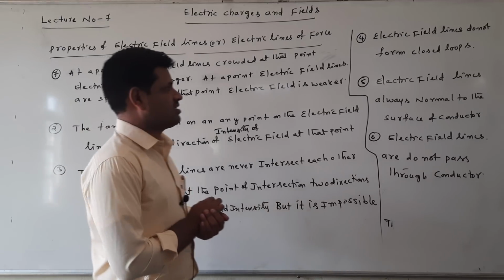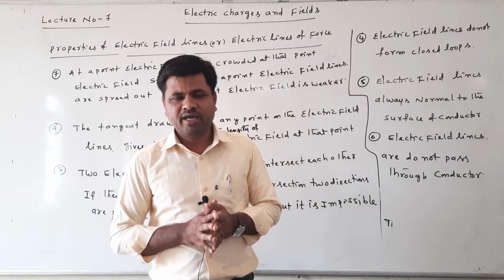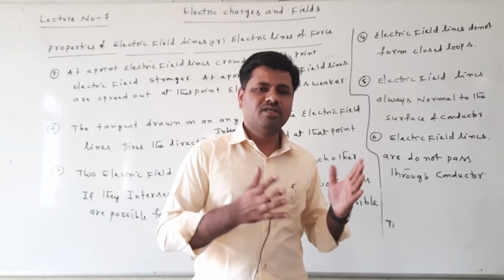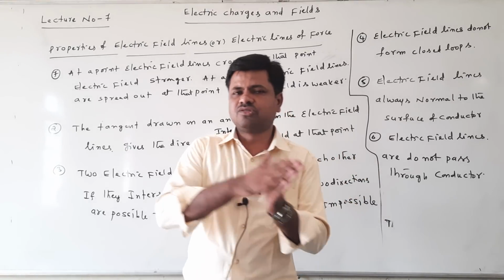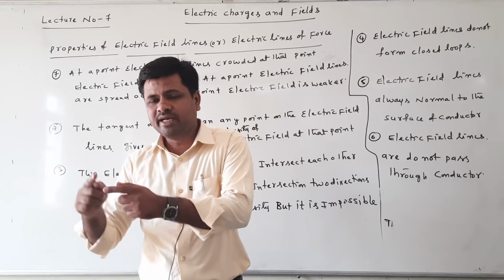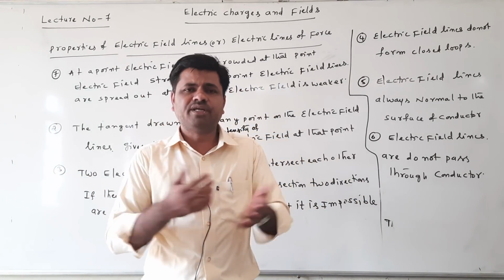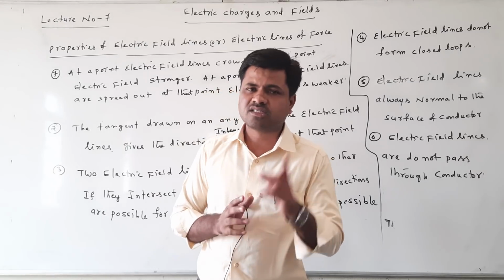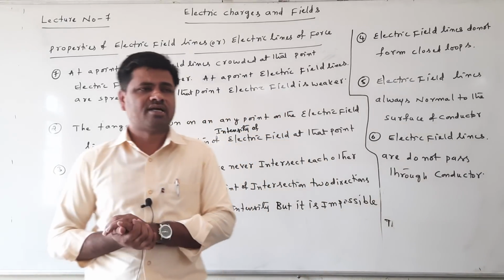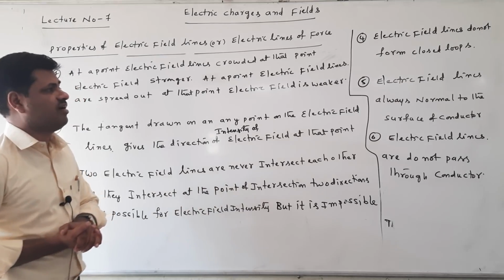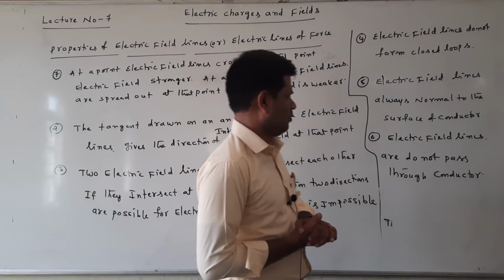Next, electric field lines do not form closed loops. Why? Because electric field lines start from the positive charge and end on the negative charge. They cannot come from negative to positive; if they did, they could form a closed loop. But they start from the positive charge and end on the negative charge. That's the reason electric field lines do not form closed loops.